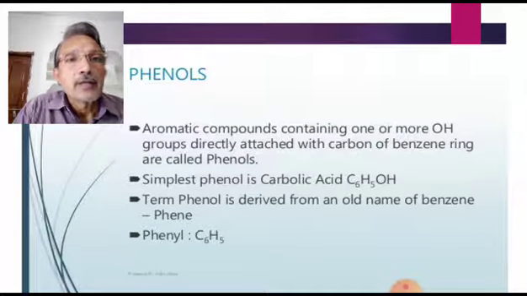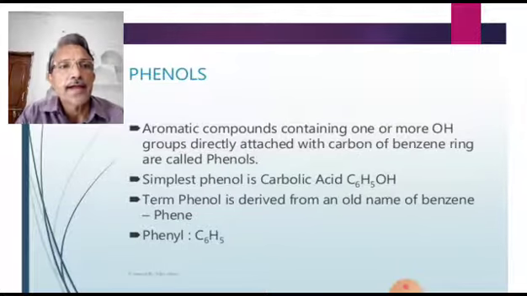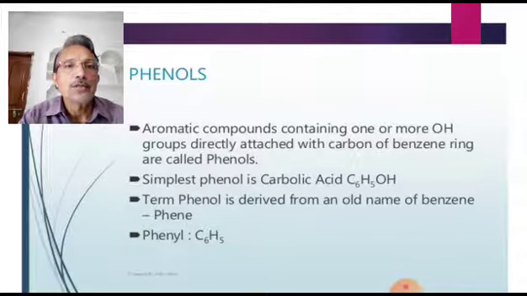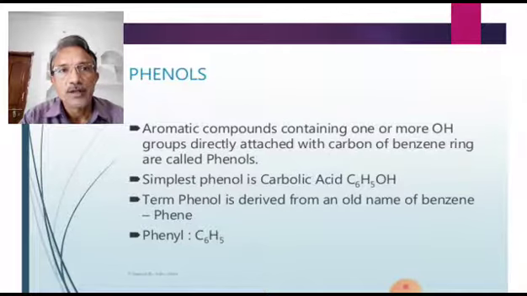Aromatic compounds containing one or more OH groups directly attached to carbon of the benzene ring are called phenols. The simplest phenol is carbolic acid, C6H5OH. The term phenol is derived from an old name of benzene, phene. When we remove one hydrogen atom from a phenol, we get phenyl, that is C6H5.